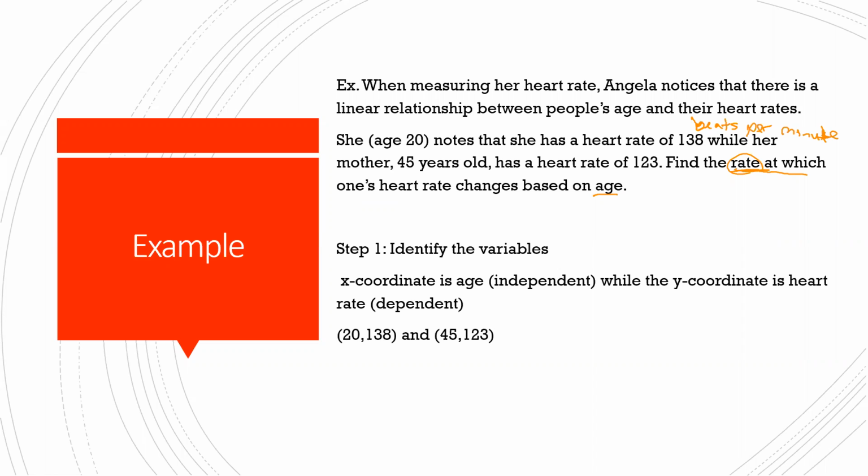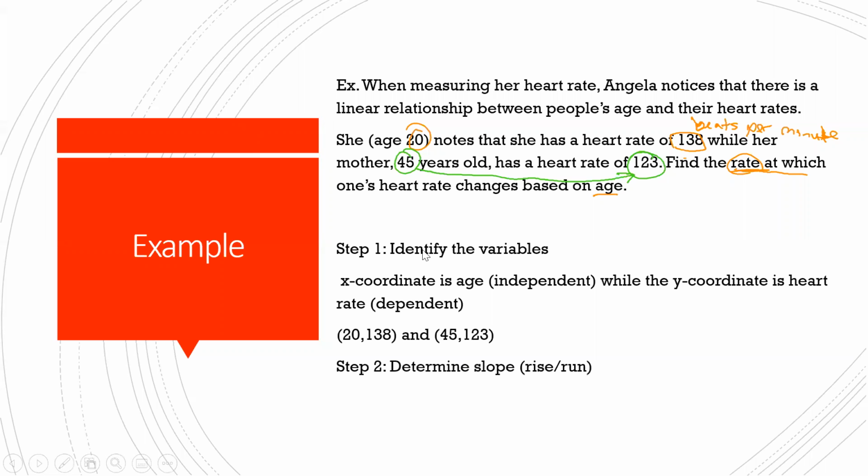So then, instead of writing it out in words, as in age of 20 has 138 beats per minute, I'm actually going to write it out as coordinates. So I'm going to write 20 matched up with 138 beats per minute. And then I'm going to do this in a different color. The 45-year-old, the corresponding beats per minute will be 123. So I simply write them out as coordinates. Once I have the coordinates here, I know exactly what to do with this, right? This looks like normal math.